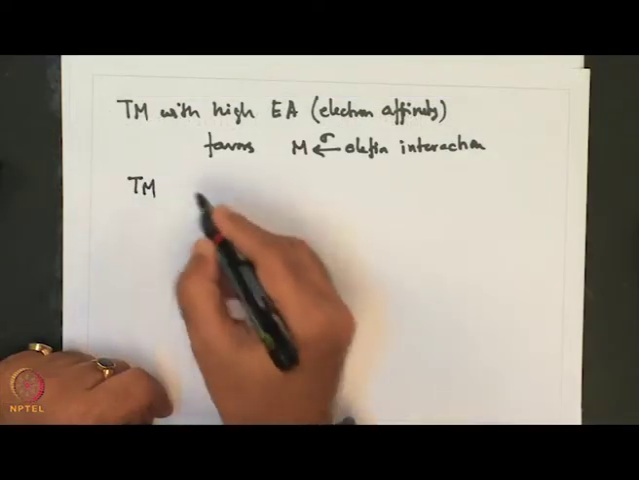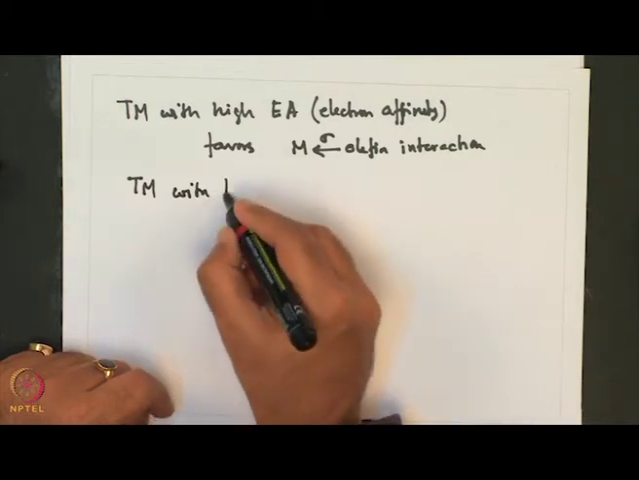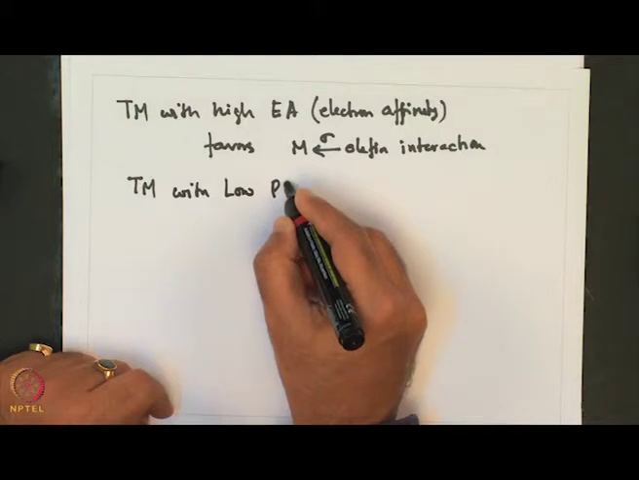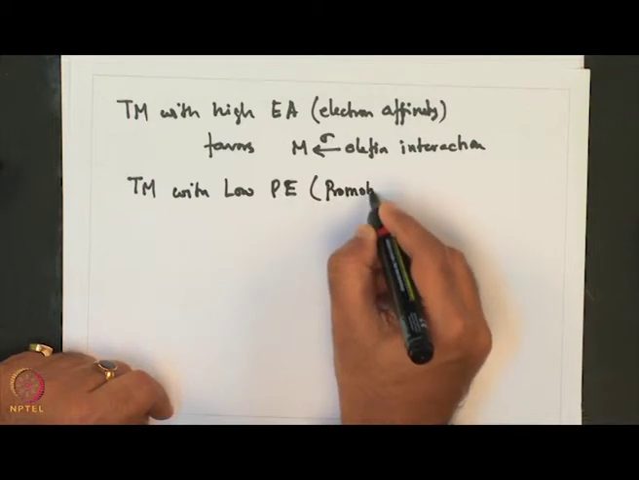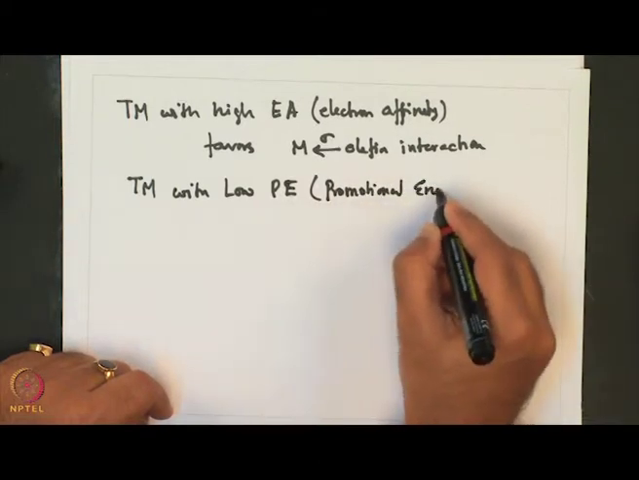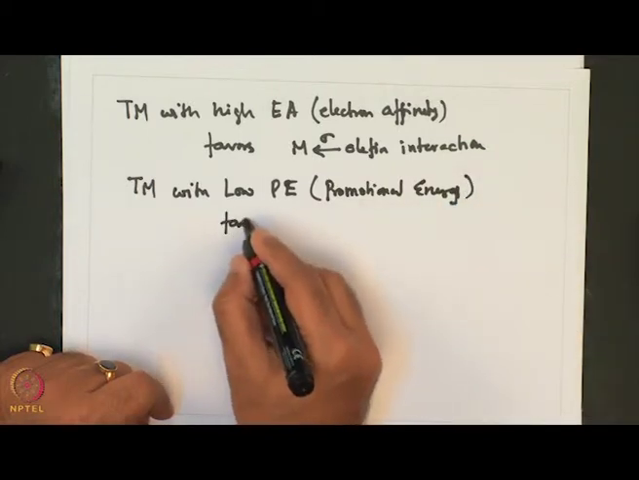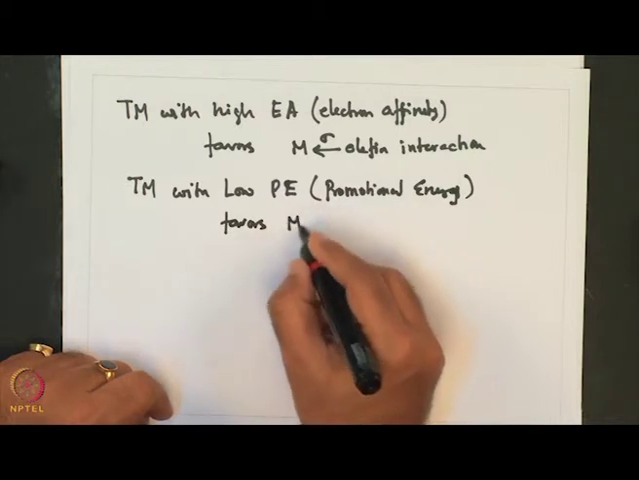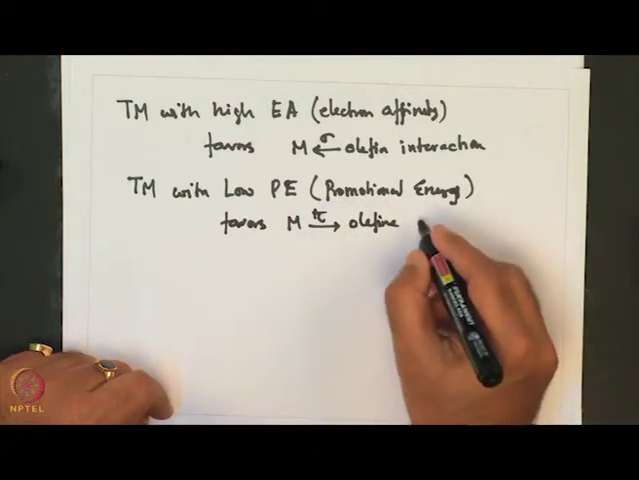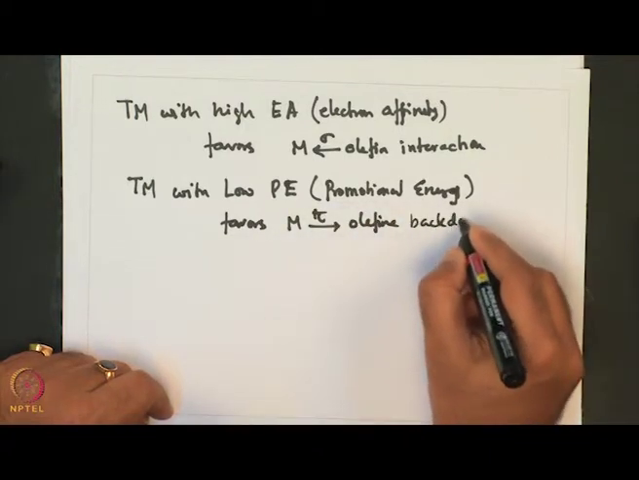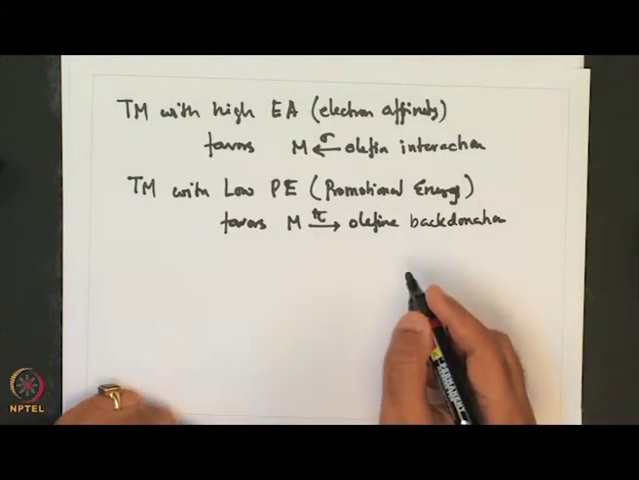Similarly, a transition metal, conversely, with low promotional energy favors metal to olefin pi back donation. So, the metals which have low promotional energy should be able to back donate easily.